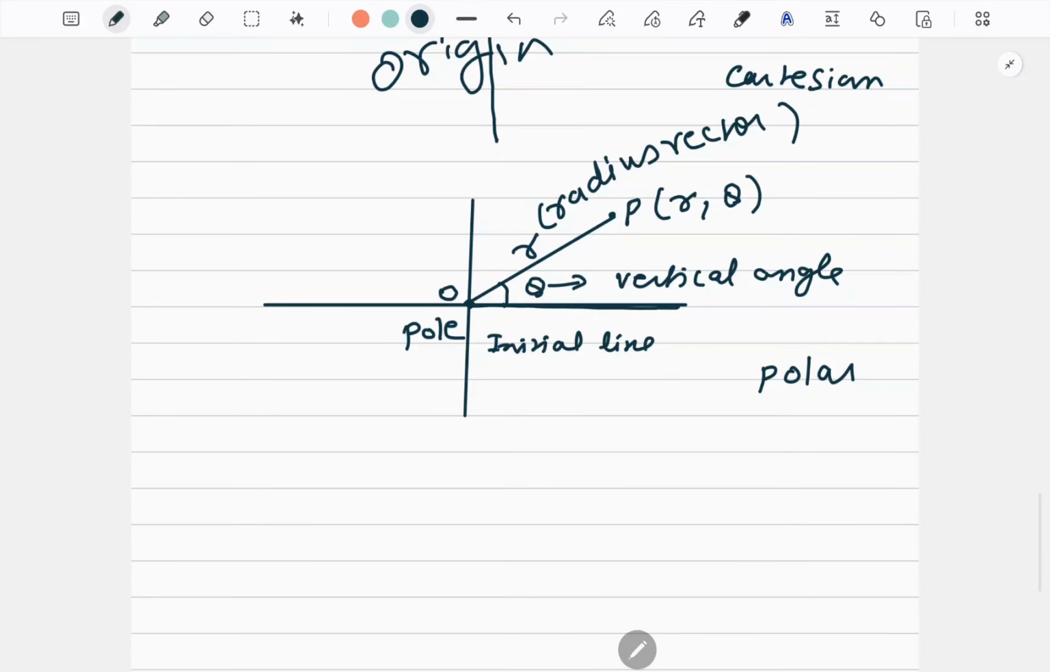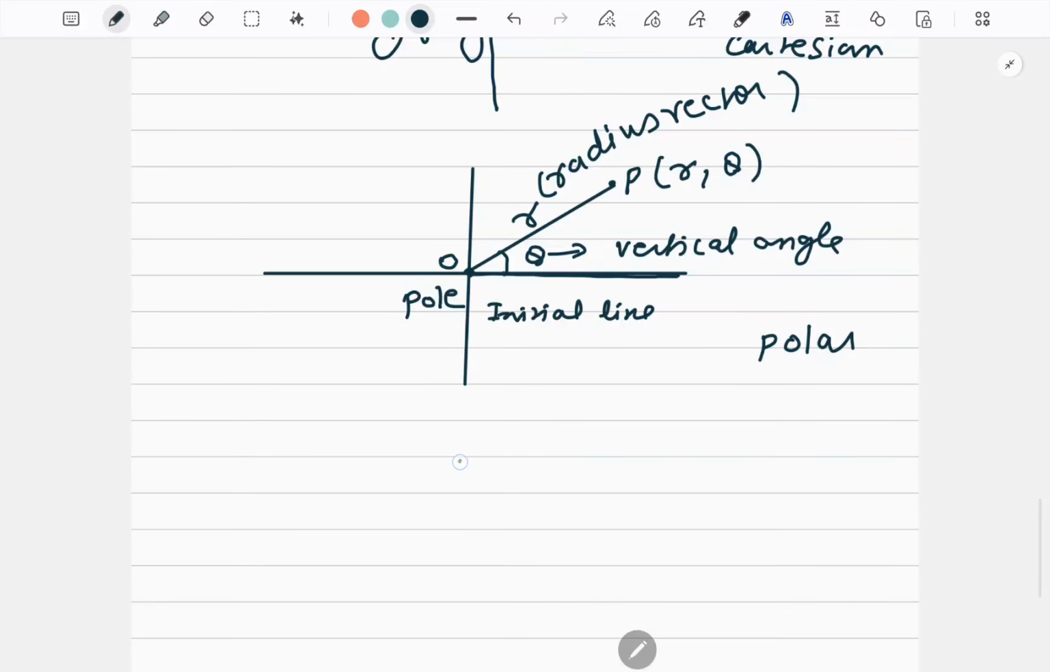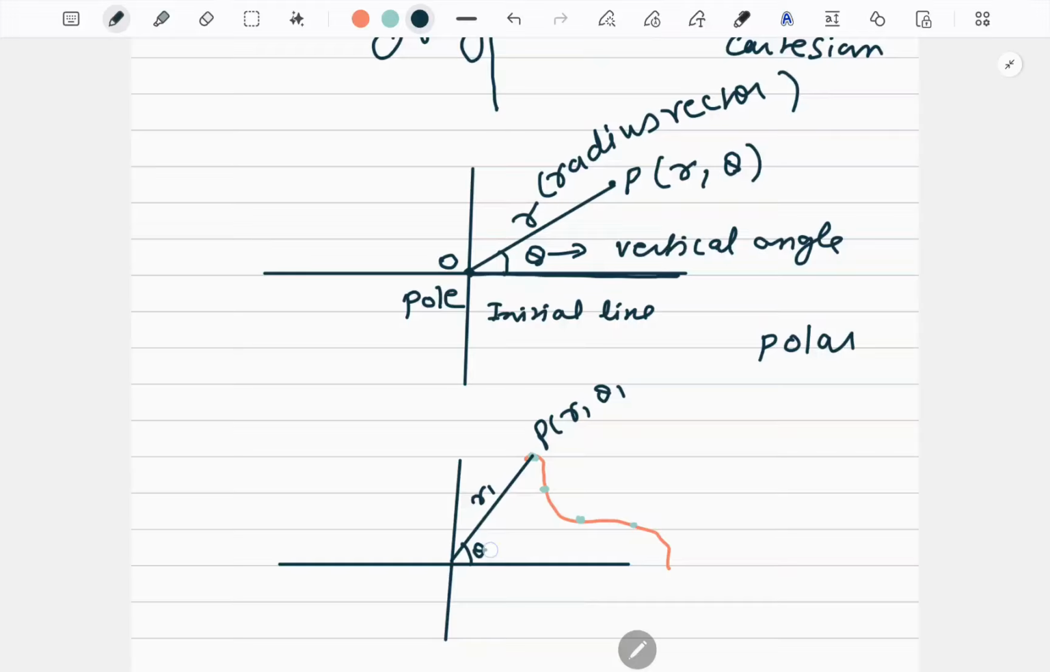My simple basic concept is this. Actually the y-axis is not required, only the initial line, but since we are used to it, I am drawing it like this. Suppose there is a curve like this and there are different points on it: point 1, 2, 3, 4. How will I represent the coordinates? Suppose P is r1, theta 1. So this will be r1 and this will be theta 1.